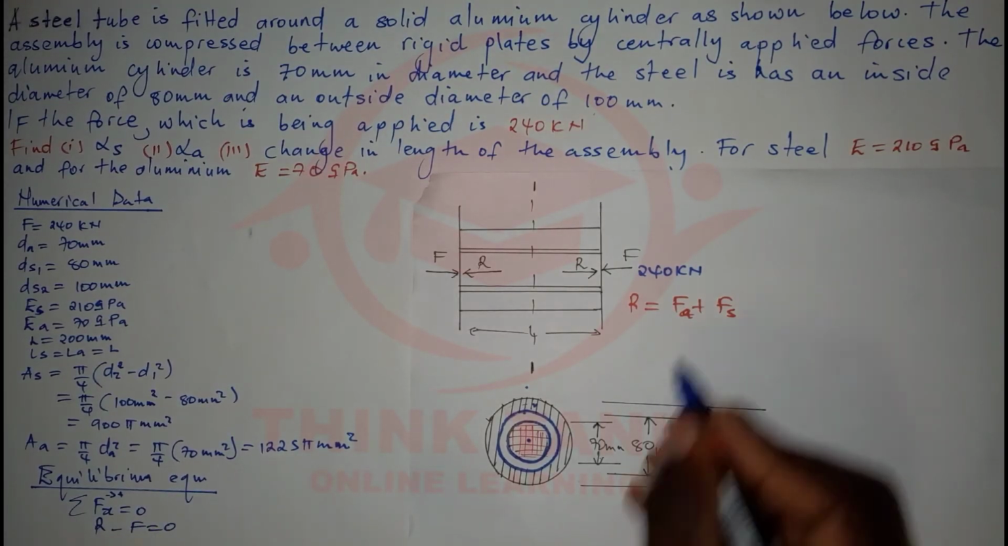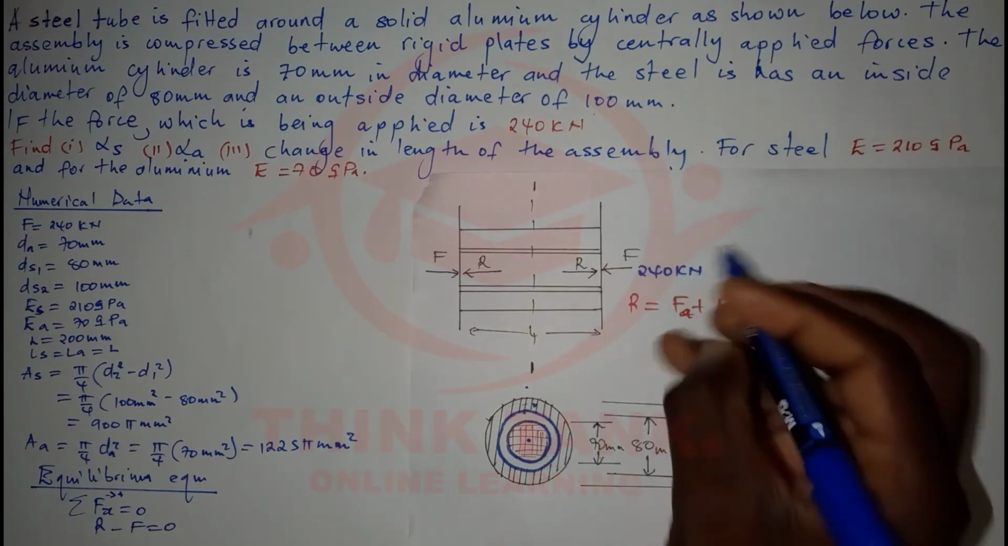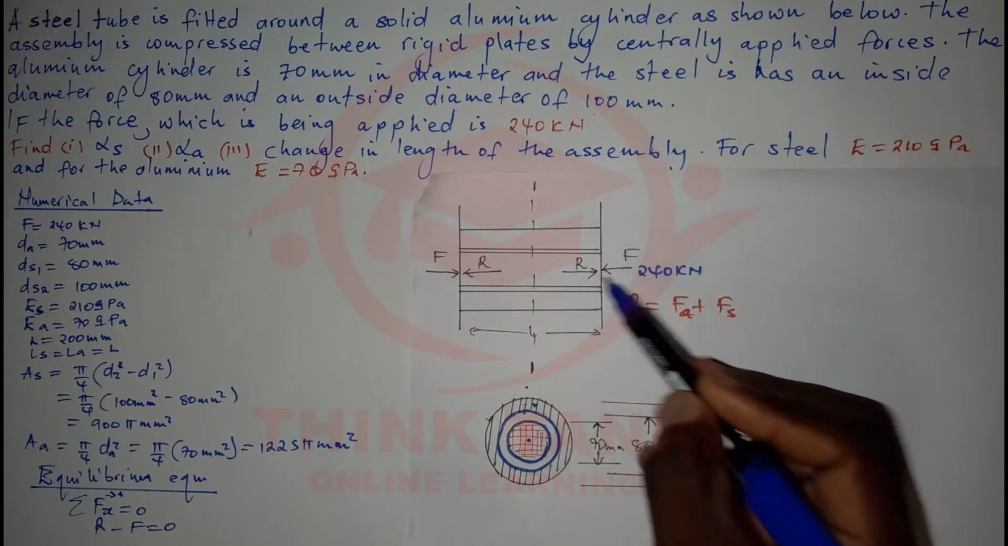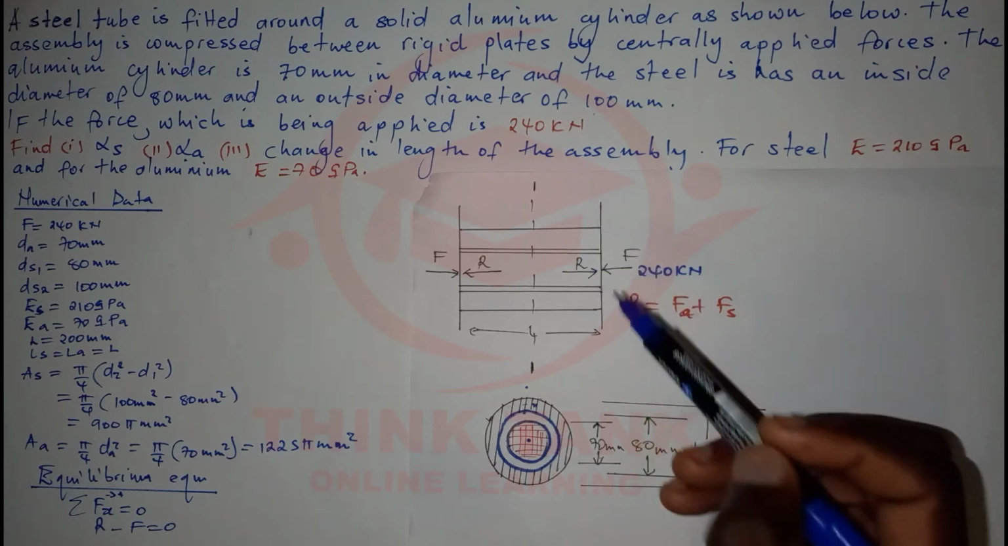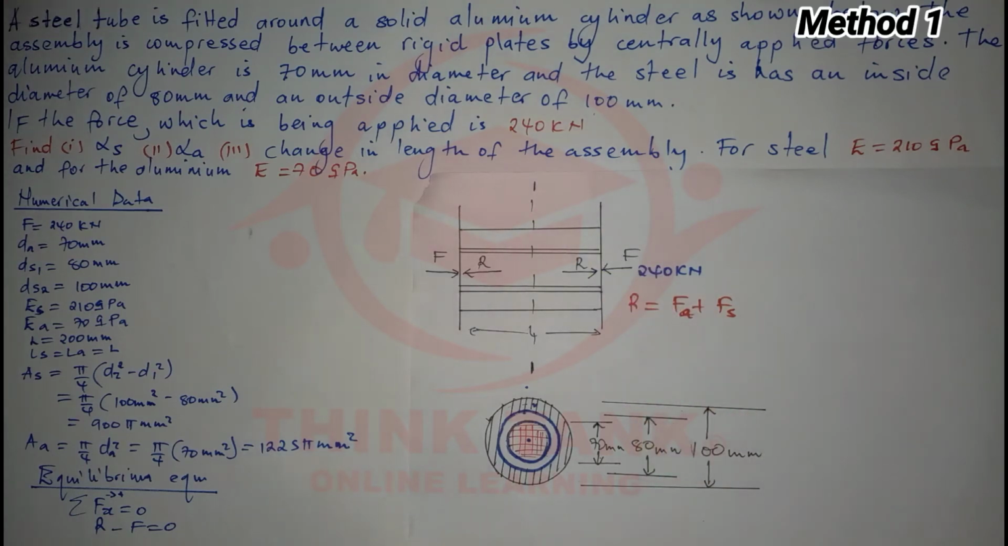But let's take a closer look at R. R is the sum of the force being exerted by the aluminium and the force being exerted by the steel. So it's going to be FA plus FS minus F, and that should give us 0. And if we arrange this, we're going to see that FA plus FS should give us F, and we're going to call this equation number 1.